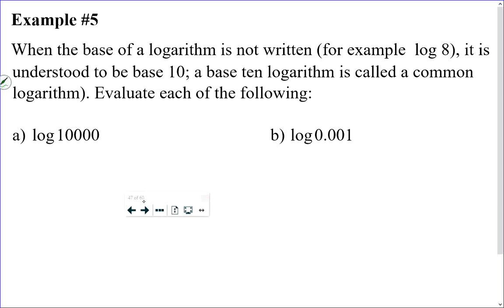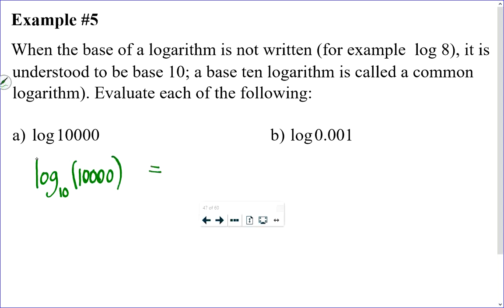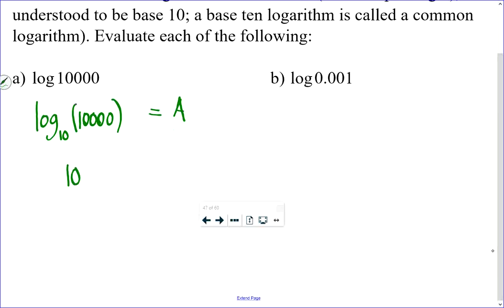All right, example number 5. When the base of a logarithm is not specified, it means base 10. So if you just see log 8, it means log base 10. So we're asked to determine what this is. Well, let's call it A for answer. By the way, how many of you understand this is equal to 4? Because it's saying, to what do I raise 10 to get 10,000, which is a 1 followed by 4 zeros. So you can write this as 10 to the A equals 10,000.